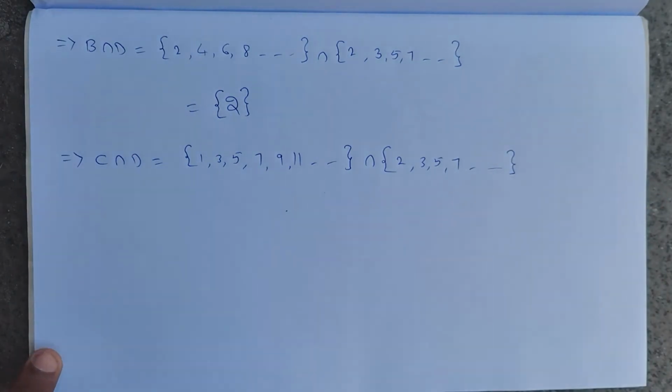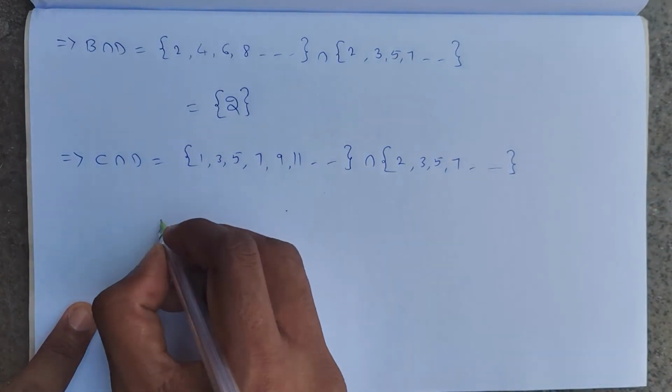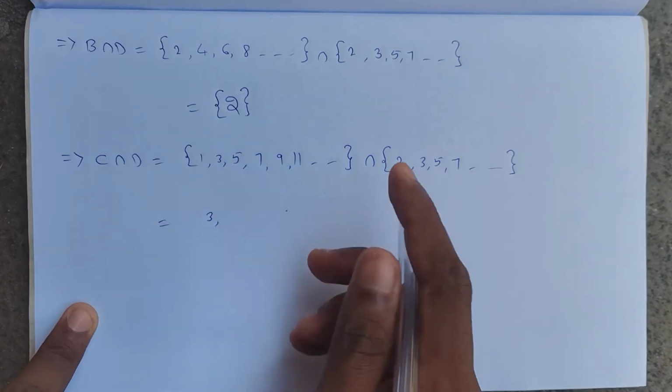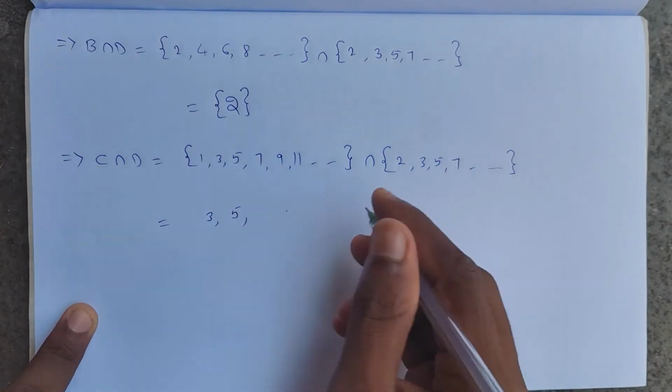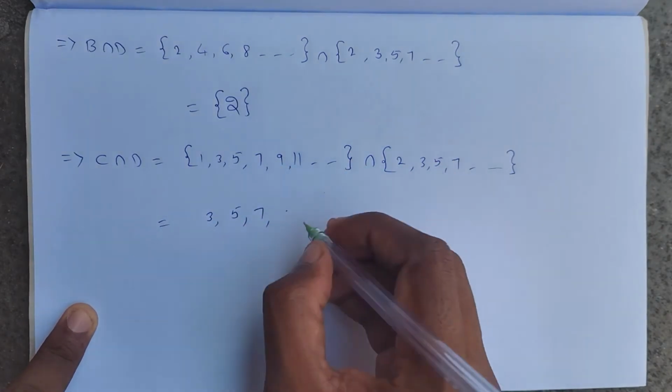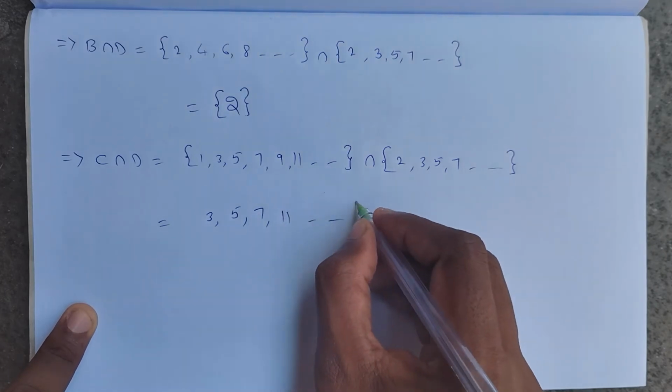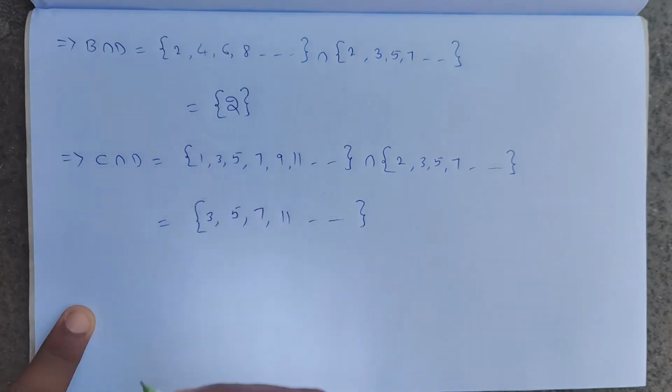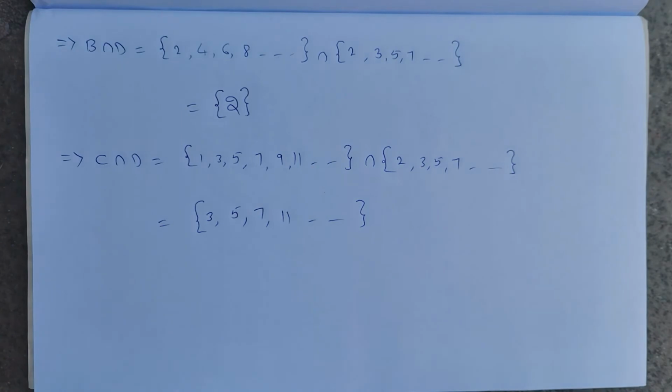Now if we observe the common elements in this, here 3 is there, here also 3 is there, so 3 will come. Here 5, here also 5. Here 7, here also 7. Here 11 will be there, here also 11 will be there and so on. So C intersection D is equal to 3, 5, 7, 11 and so on.